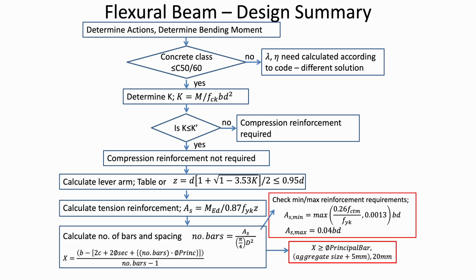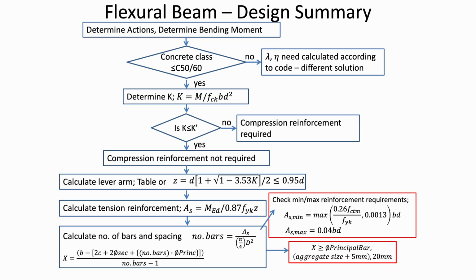Once this is confirmed, we calculate the lever arm z using either Table 3.4N or the expression shown on this slide, with a reminder that z cannot exceed 0.95d. Once z is known, we can determine the tension reinforcement from As equals MEd divided by 0.87 fyk times z. And at this stage, we can also check the minimum and maximum reinforcement requirements as stated in the code.